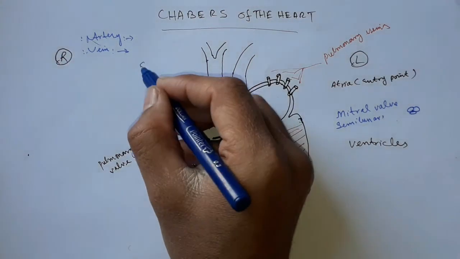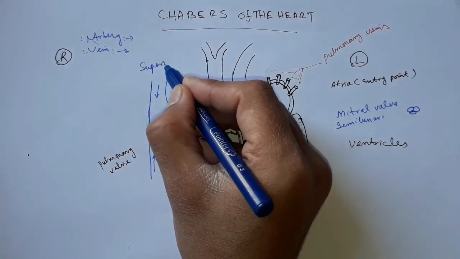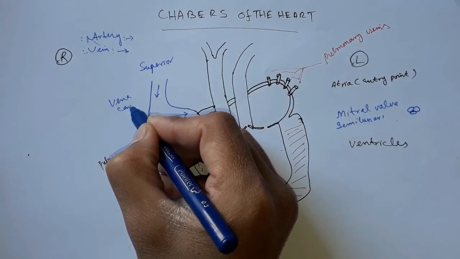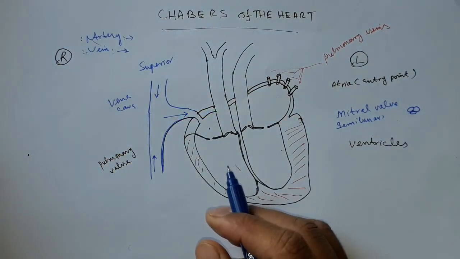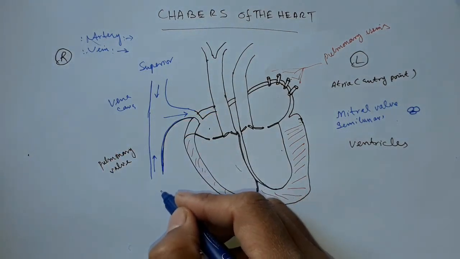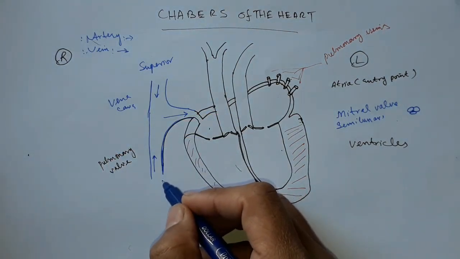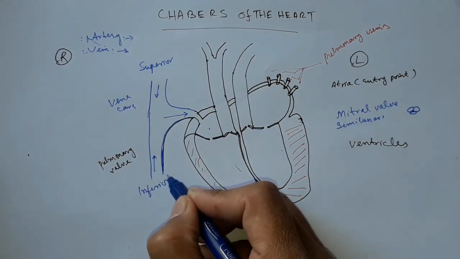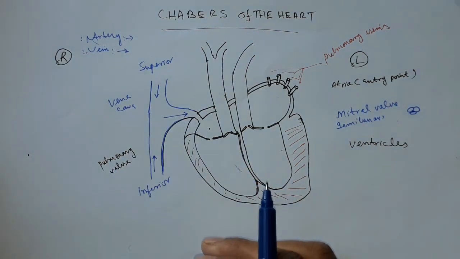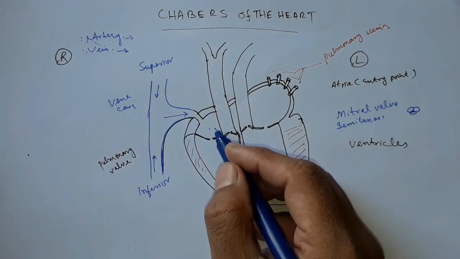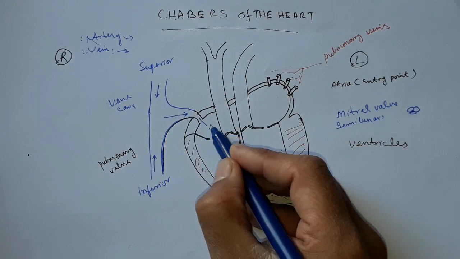This is called the superior vena cava. And the vessel which is carrying blood from the lower part of the body is called the inferior vena cava. And both these vena cava are draining blood into the right atrium.